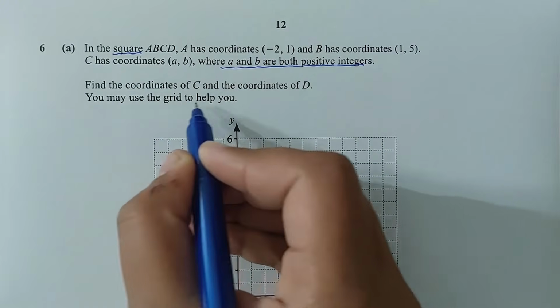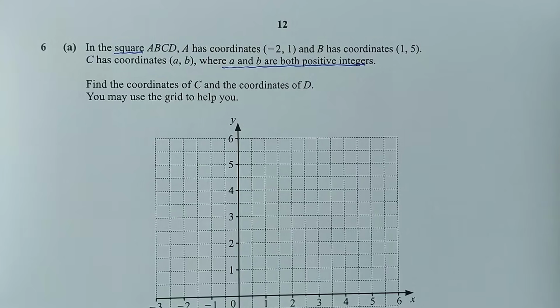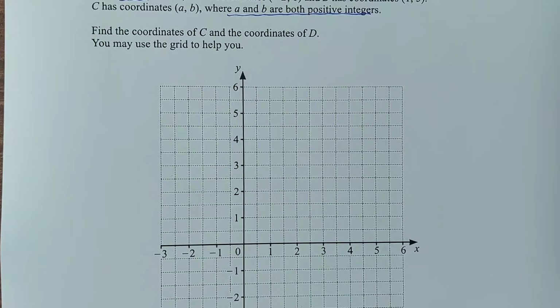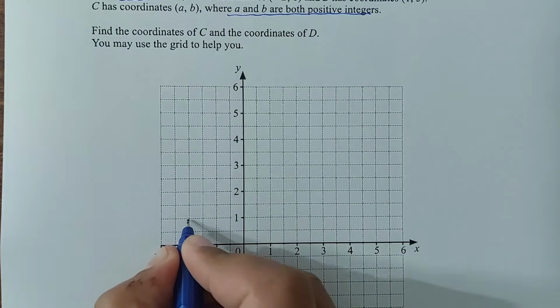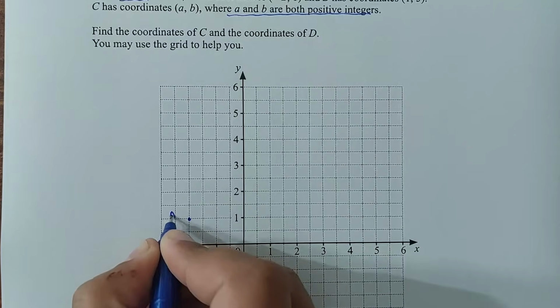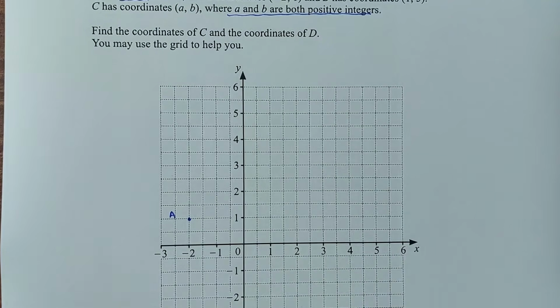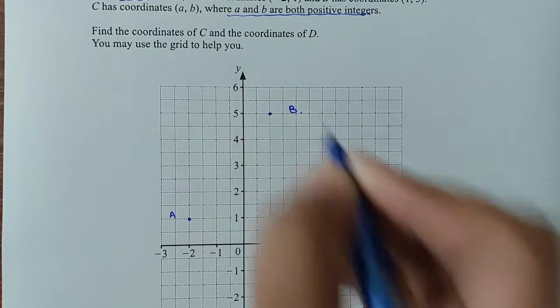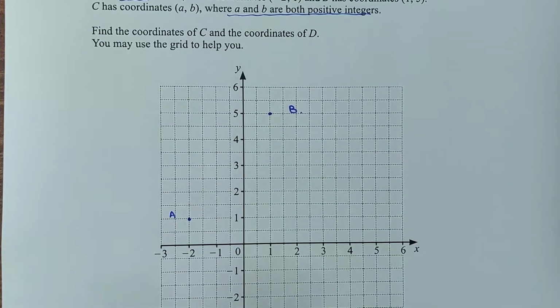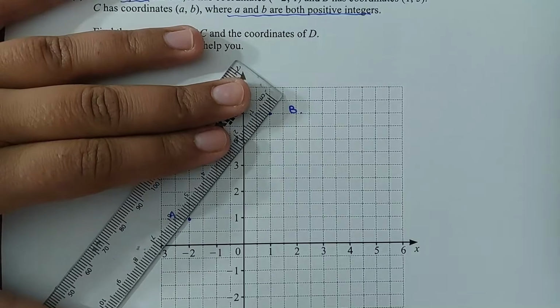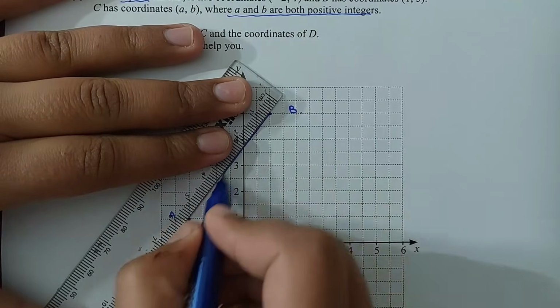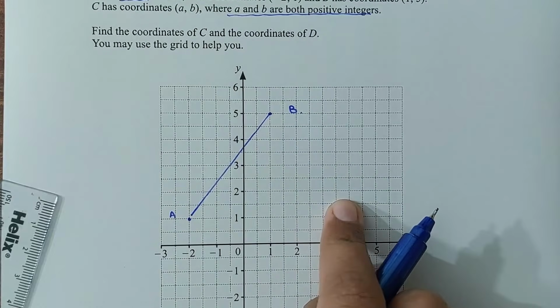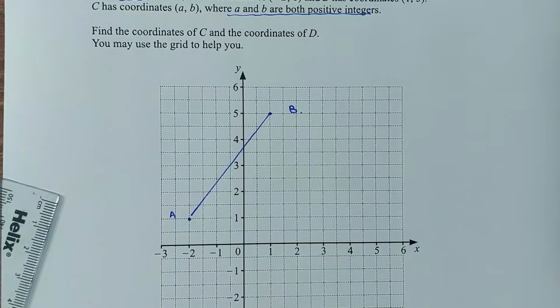You may use the grid to help you, right? So let me plot A, which is (-2, 1). X is -2, Y is 1. This is point A. The point B is (1, 5). X is 1, Y value is 5. This is B, right? Now we have to solve for C and D. C should lie in the first quadrant because a and b should be positive, right? And there is some D over here.